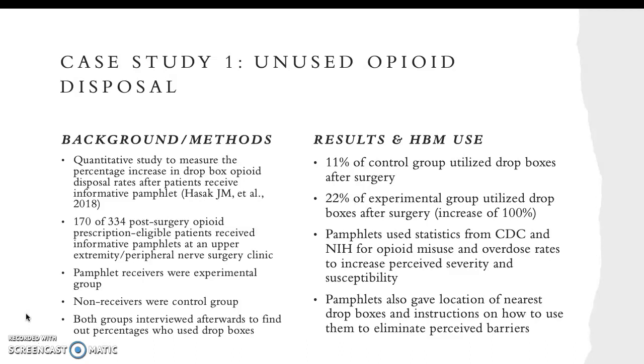So to look at the effectiveness of the health belief model, we can look at two different case studies. One is the unused opioid disposal campaign that took place in rural Appalachia at an upper extremity and peripheral nerve surgery clinic, where 170 of the 334 post-surgery opioid prescription eligible patients received informative pamphlets, and the other individuals did not. So there was a control group and an experimental group. The pamphlet receivers were the experimental group, and the non-receivers were the control group.